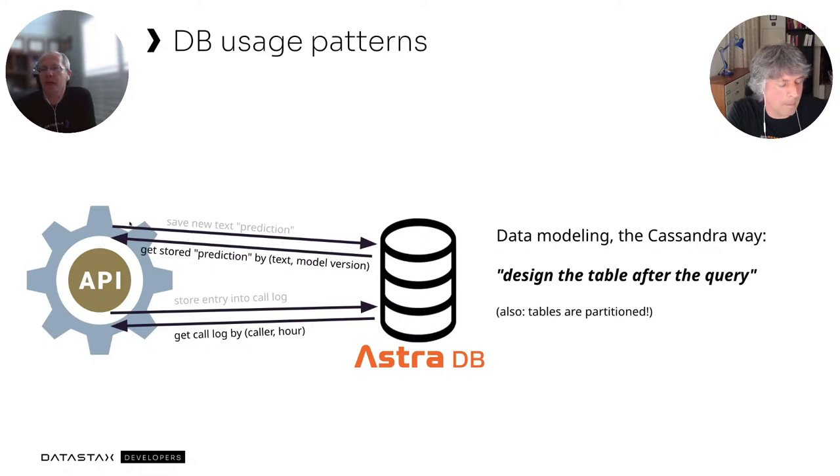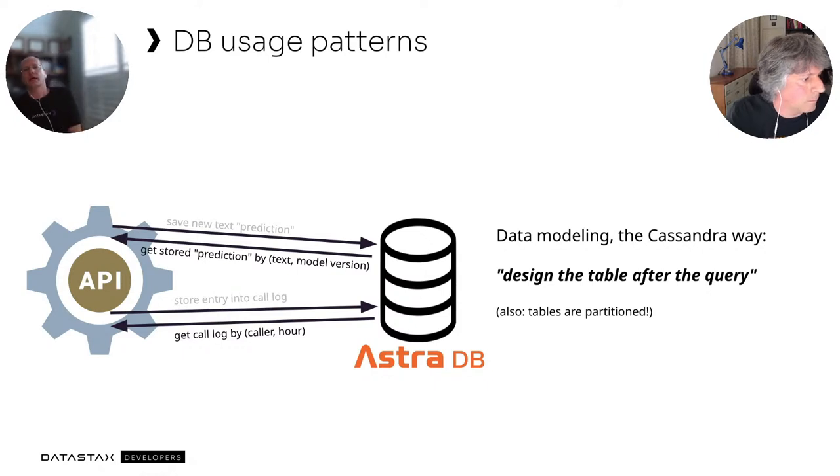So this is how it's going to work. Whenever we have a new prediction, we will save it, store it into the database. And whenever we have input for our API, the system is going to check whether that prediction exists or not. And if it exists, it will just use that prediction from the cache.